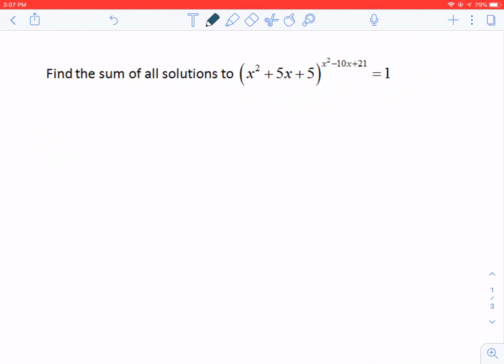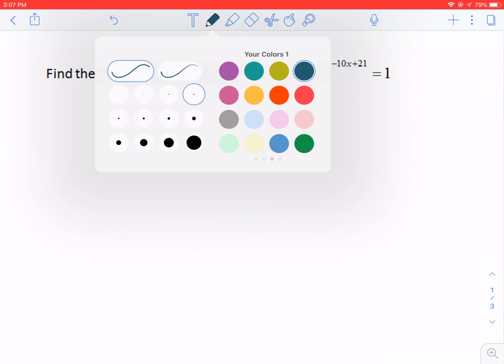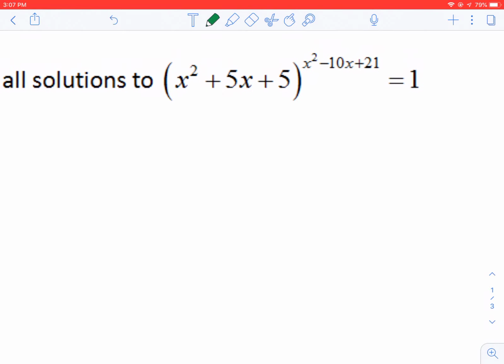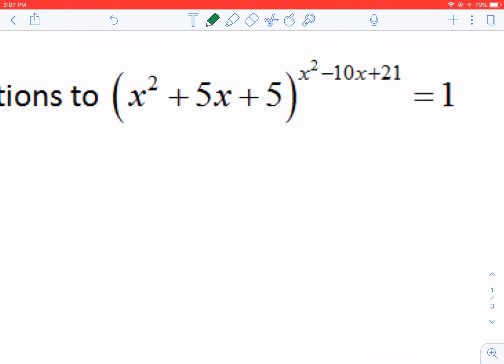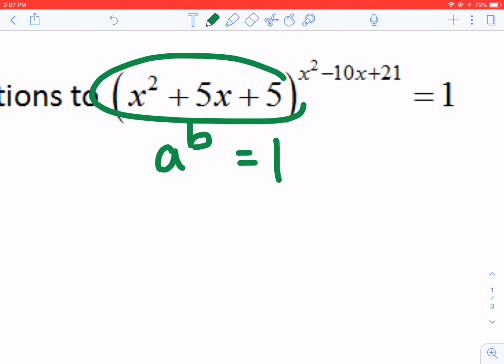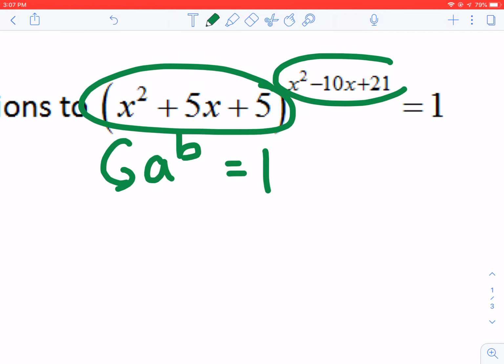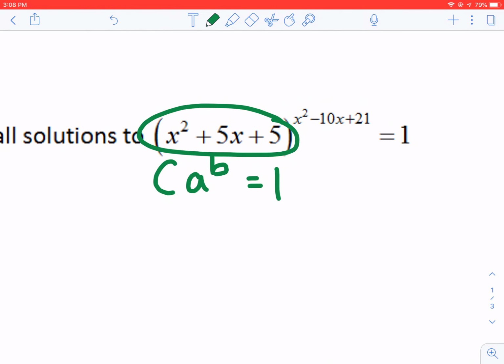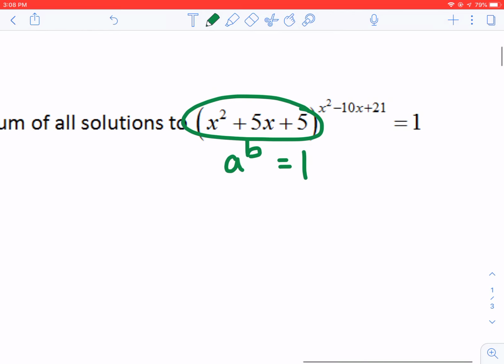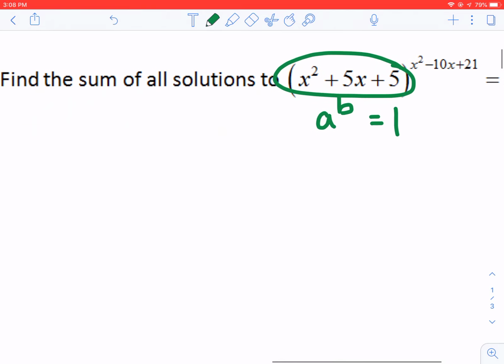Alright, for this one, we have something raised to some power equal to 1. When we have a number raised to another number, when is this going to equal 1? That's the big question. Essentially I'm making x squared plus 5x plus 5 all of that a, and I'm making this entire exponent, let's call that b. So if I have something raised to some power, when does that equal 1?